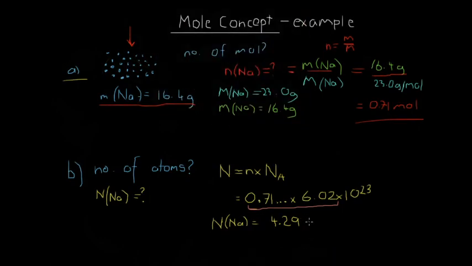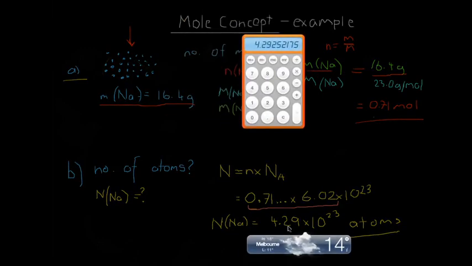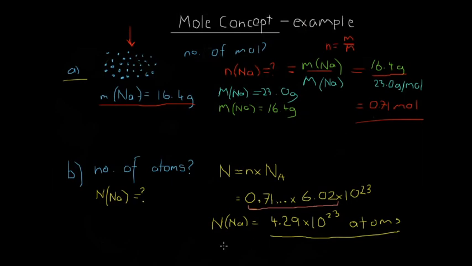This doesn't have a unit per se, it's just the number of atoms. You can think of the number of atoms as a unit, but it doesn't have a unit in the sense that we have grams or mole. What we've done here is take the mass of a substance, calculate the number of mole of that substance, and from there calculate the number of atoms, here to 2 decimal places, in that sample. And that's how we use the mole concept to calculate the number of atoms in a sample.